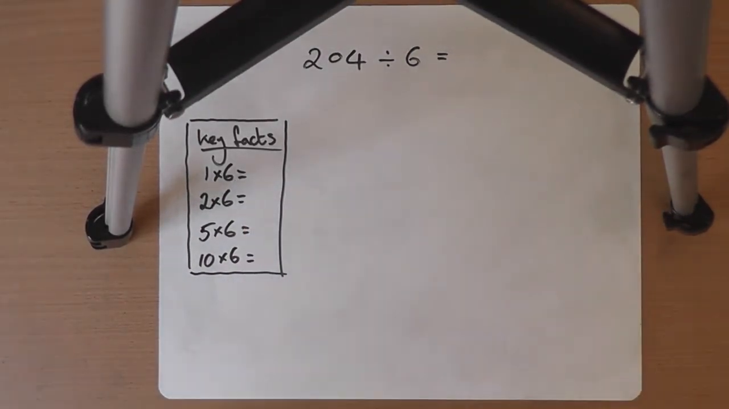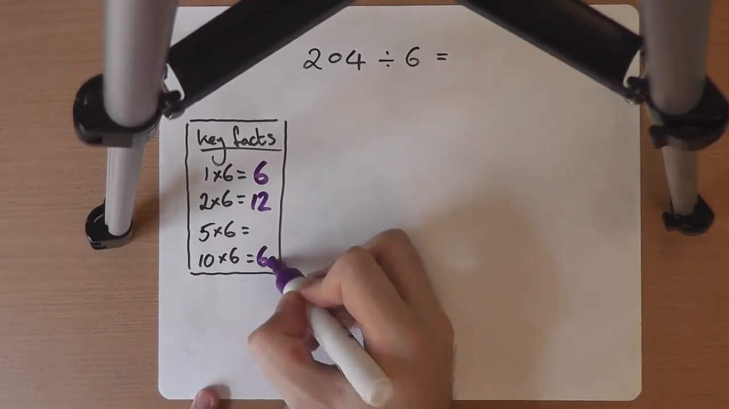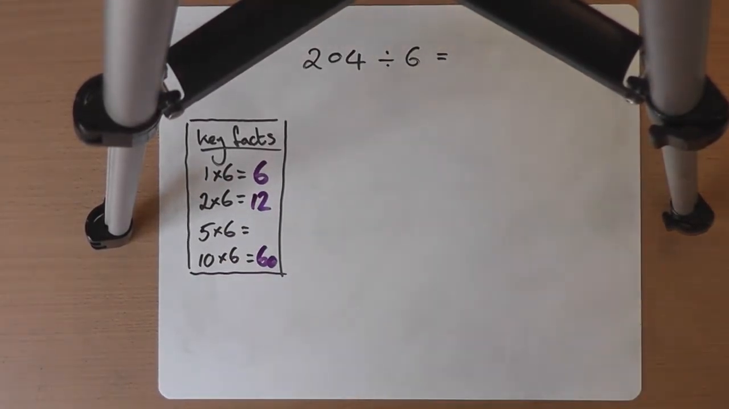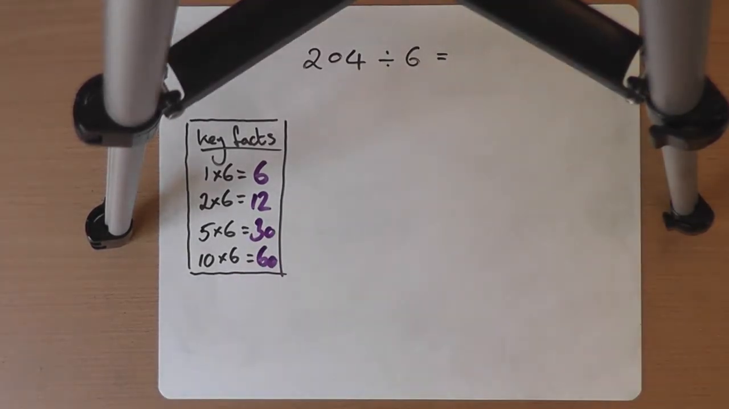So 1 times 6 is, of course, 6. 2 times 6, 12. 10 times 6 is 60. And 5 times 6, well, half of the 10 lots will be 30. And they are my key facts. 6, 12, 30, and 60.